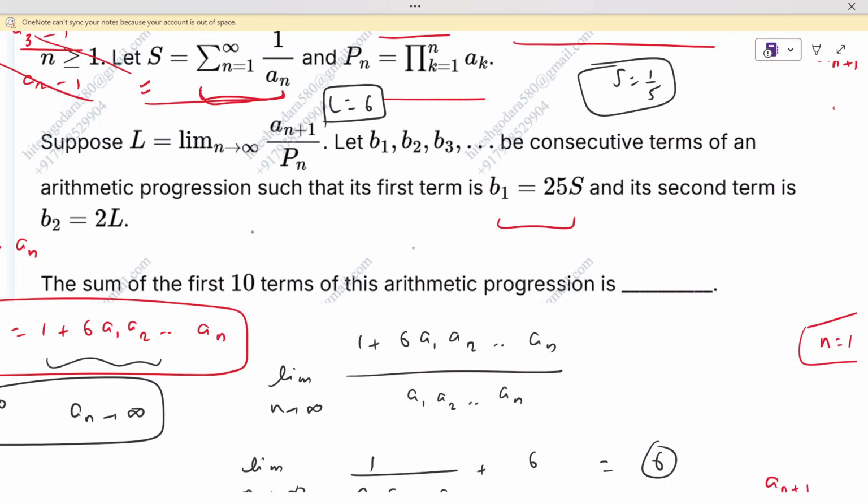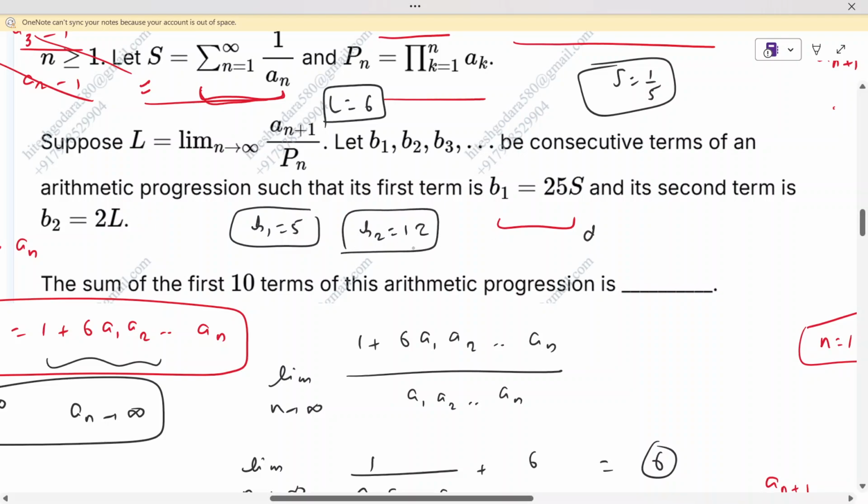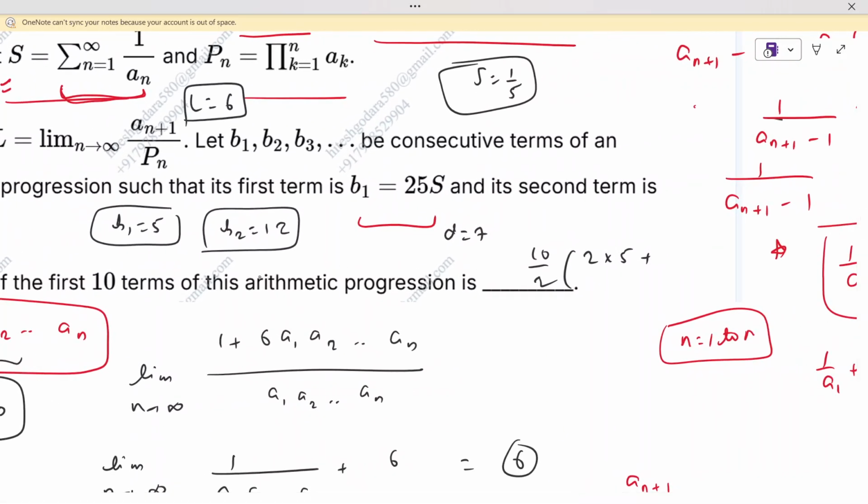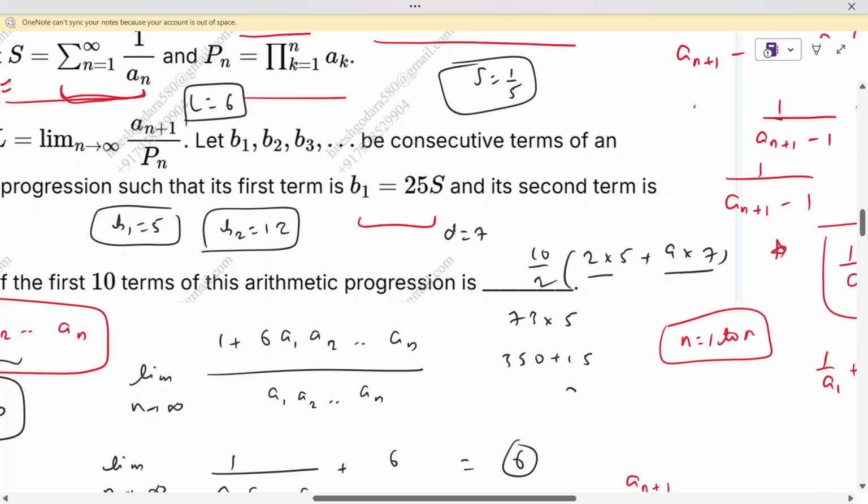Now to find the AP, which first term is what? B1, and B1 is 25 first. So B1 first term will be what? First term will be B equal to 5 and second term is what? 7. 10 by 2 into 5 n minus 1 into d. So n is what? N 63 plus 10 is 73, 64.